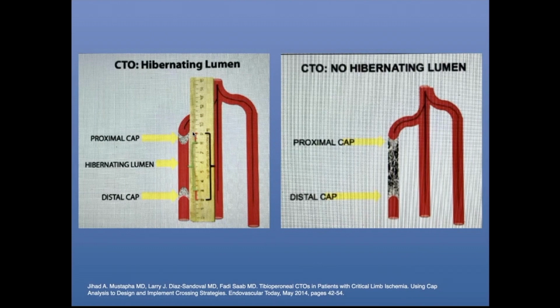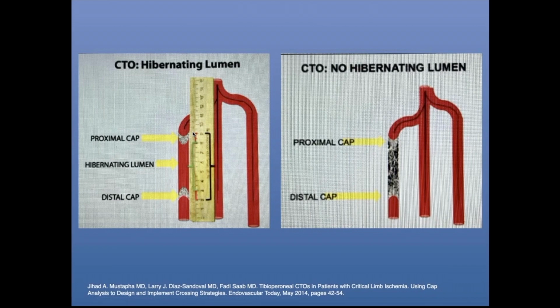Another basic concept you want to realize is that when you're talking about CTOs, there's the concept of the hibernating lumen and the non-hibernating lumen. And obviously we talked about proximal and distal caps. When you have nothing in between, that is a hibernating lumen. That channel is patent. It may be angiographically occult, you don't see it, but it's patent and it's open.